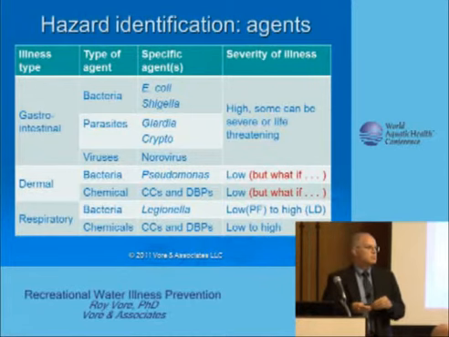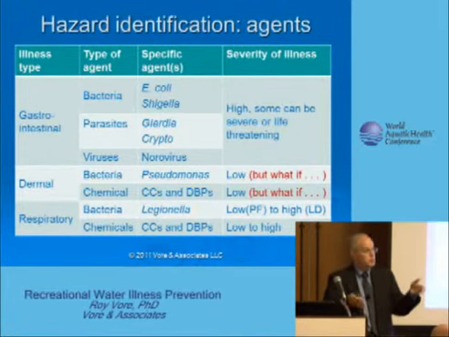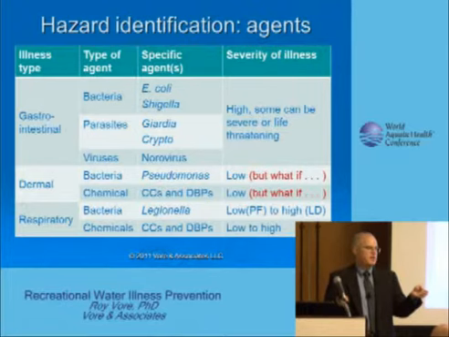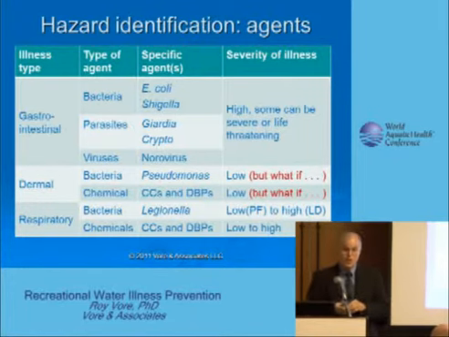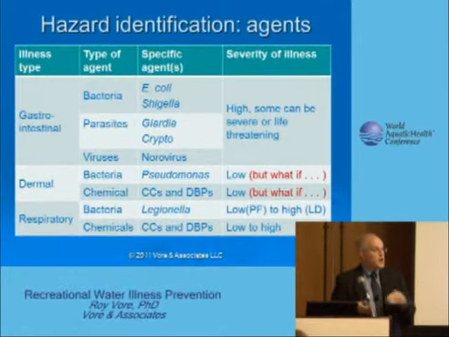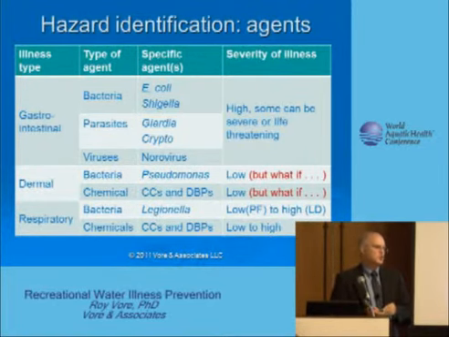Respiratory: there are two varieties of respiratory infections from Legionella. Pontiac fever is the one you would like, because it's probably no worse than a mild case of the flu, and you get over it in 24 hours. But if you end up with Legionnaires' disease, it's fatal up to 40% of the time in somebody with severe underlying conditions. Chemicals, combined chlorines and disinfection byproducts, have a range of reactions. So there are a variety of reactions that we can see as severity of illness. That doesn't tell us much from a management perspective, though.